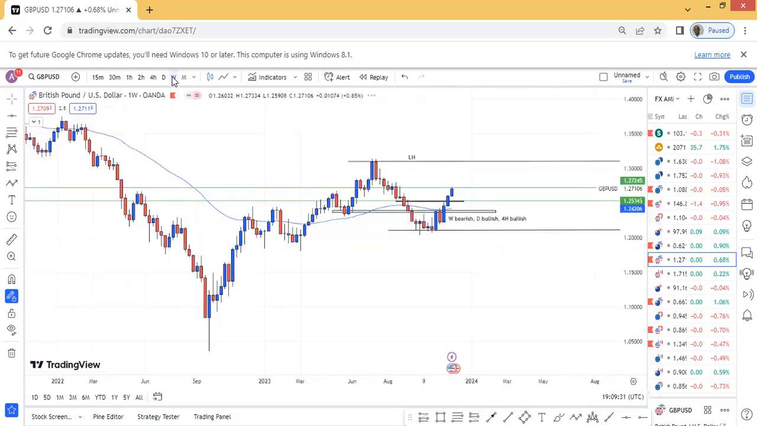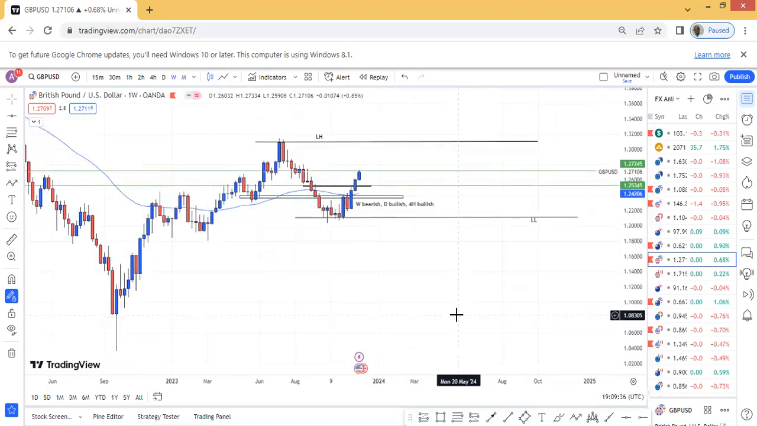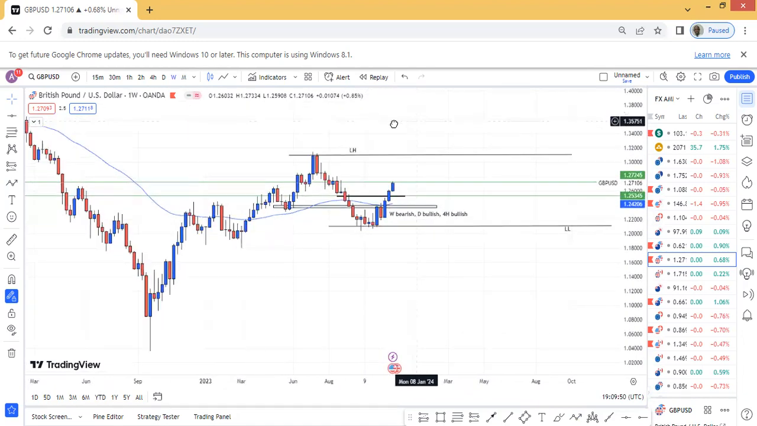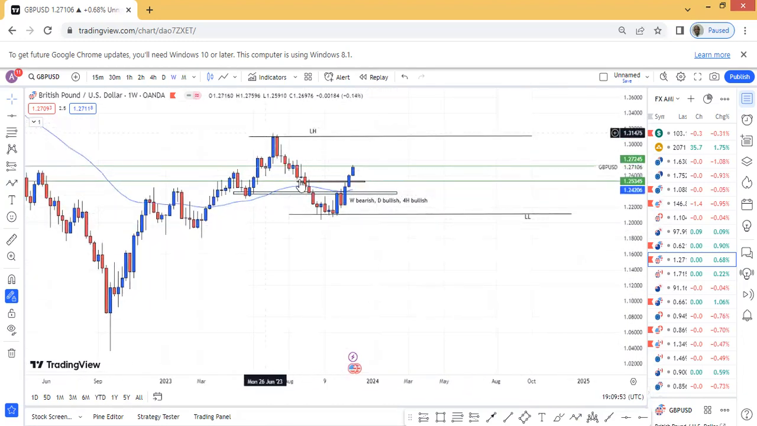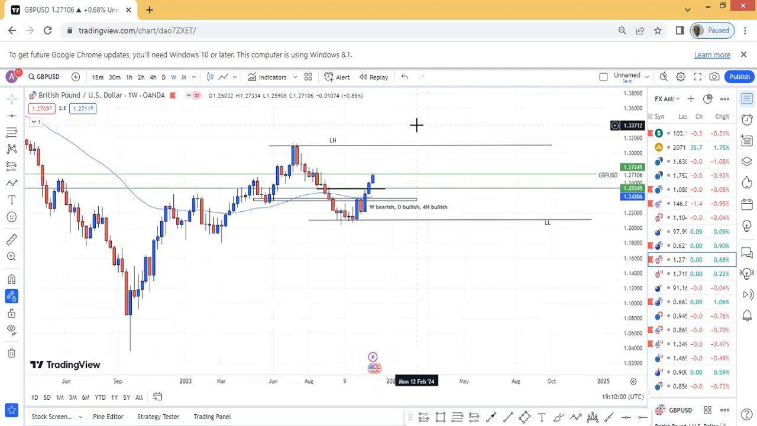Let's zoom in into the weekly. In the last video that I did about 4 weeks ago, I said that at that time, price was bullish on the 4 hours and on the daily, but on the weekly, we were still bearish. And even up until today, we are still bearish on the weekly. So for me, on the higher time frame, we are bearish. Even on the monthly, we are bearish.